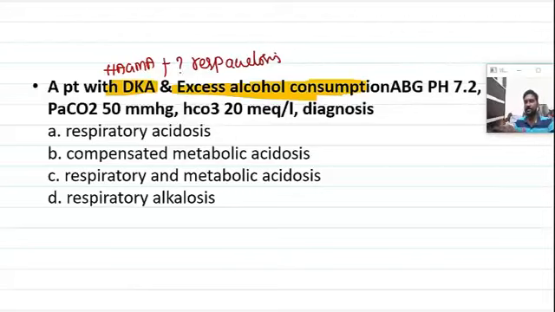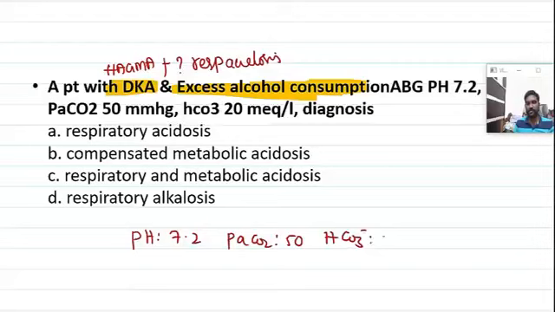So when a patient with DKA and excess alcohol consumption comes together, you can suspect not only metabolic acidosis. DKA also later on can cause diabetic ketoacidotic coma where there can be respiratory depression. Even excess alcohol consumption can also cause respiratory depression and respiratory acidosis. Now let us see an ABG and find out what exactly is happening in this patient. pH 7.2, PaCO2 50 and bicarbonate 20.